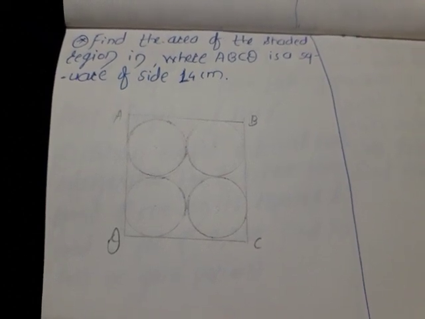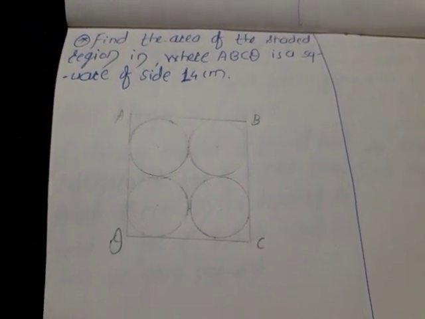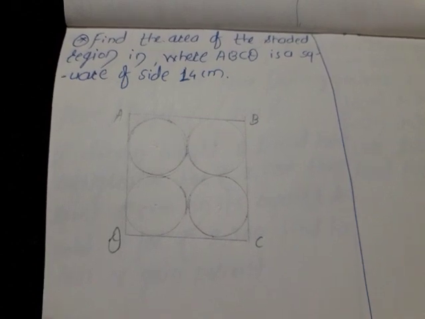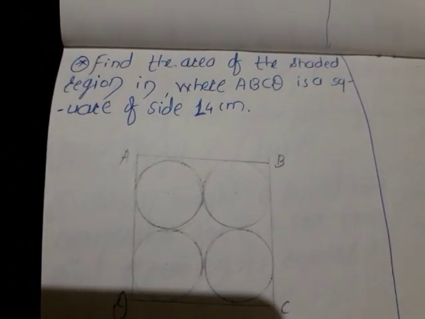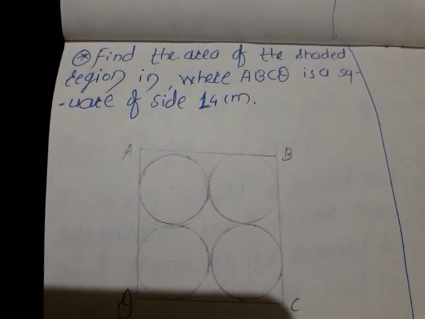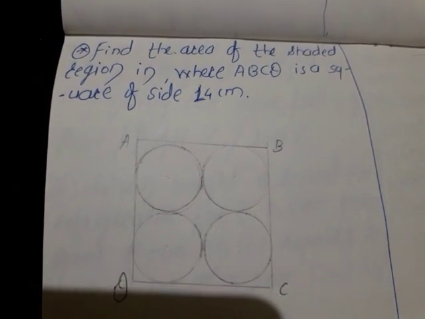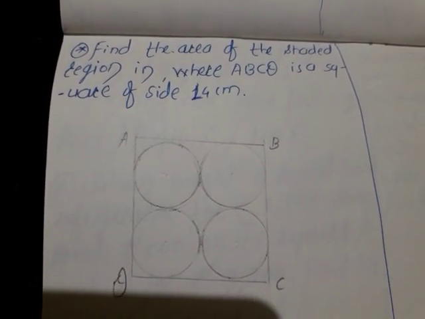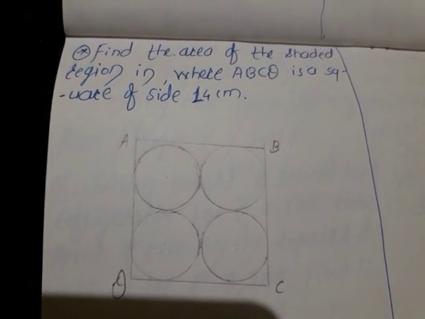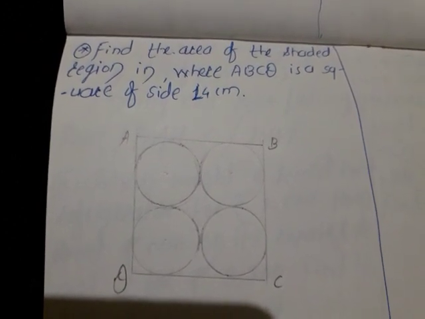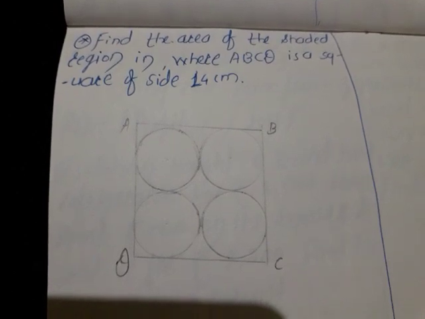Today also we are going to study examples like that. Today also I am here with new examples. Here I have written one example, and you will come to know after reading it. Find the area of the shaded region in the figure where ABCD is a square of side 14 centimeter.